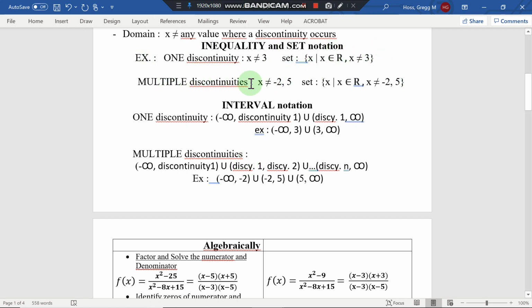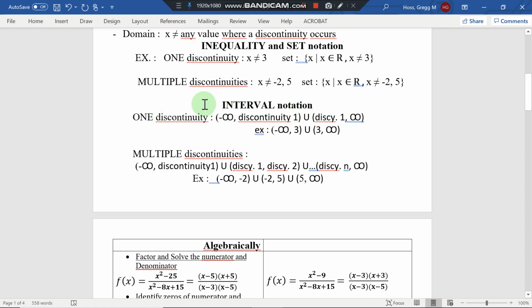With multiple discontinuities, we would just list them all with a comma in between from least to greatest. For example, if we had discontinuities at -2 and 5, we would say that x does not equal -2, 5. And we would repeat that with set builder notation, with the brackets and the x such that x is an element of all real numbers.